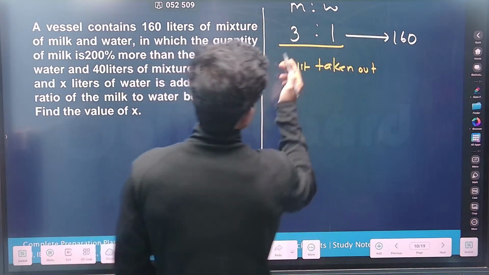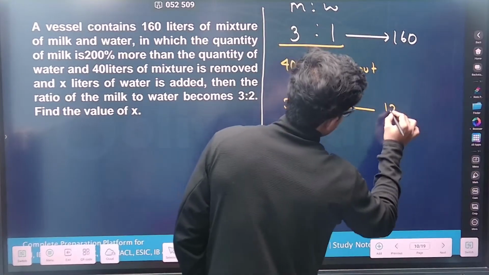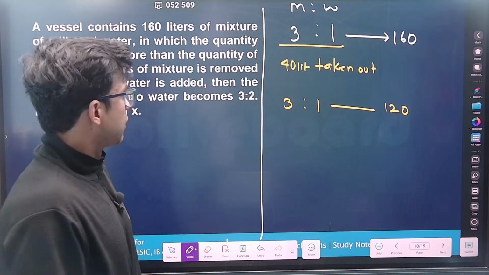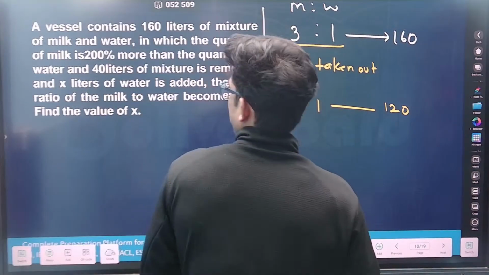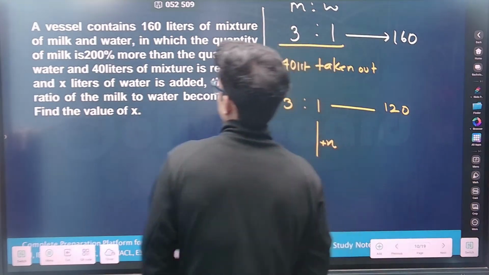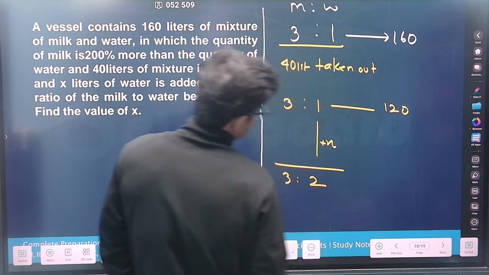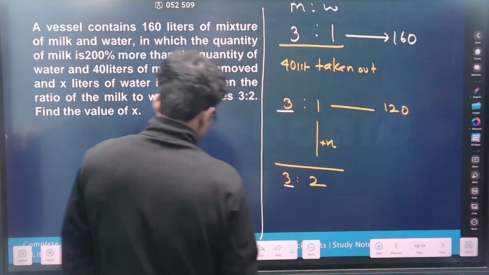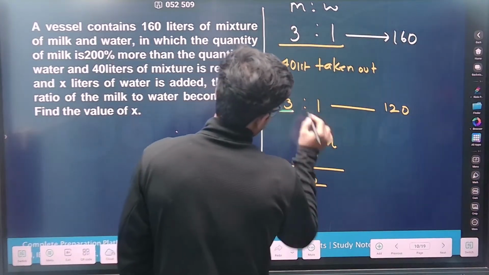Then the ratio remains the same, which is 3:1, but 40% taken out, this becomes 120. Is it right? So in terms of ratio, now you are adding x water, then the ratio becomes 3:2. Basically, the milk is the same in both the cases, na? Here also 3, here also 3.